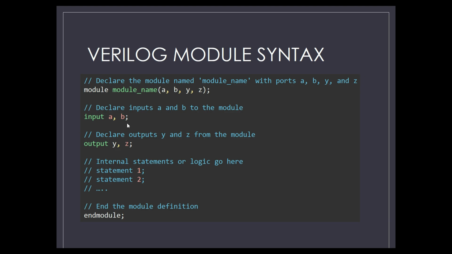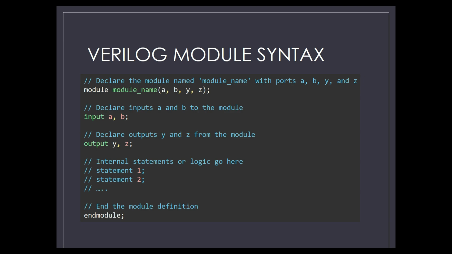Once we have decided how many ports we are going to use, there will be some internal logic which we can write after the port declaration. Once all the logic has been written, the endmodule keyword is used to indicate that this module block is completed. Now let's take a look at an example.